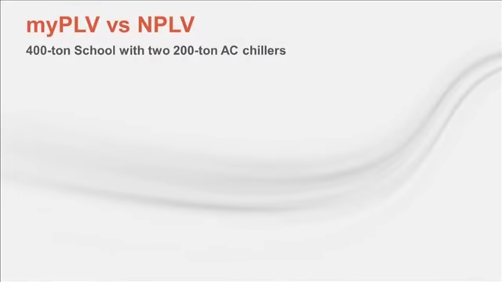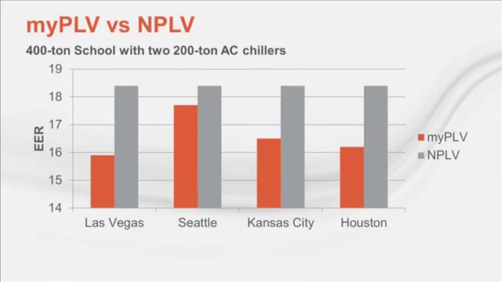Some of you are probably wondering what effect the oversizing from the first example had on MyPLV. For you, here is a different comparison for a 400-ton school with two 200-ton air-cooled chillers, no oversizing. We shuffle the locations around and we'll show you the results of Las Vegas, Seattle, Kansas City, and Houston. For this analysis, we're only going to compare the actual MyPLV number versus the NPLV.